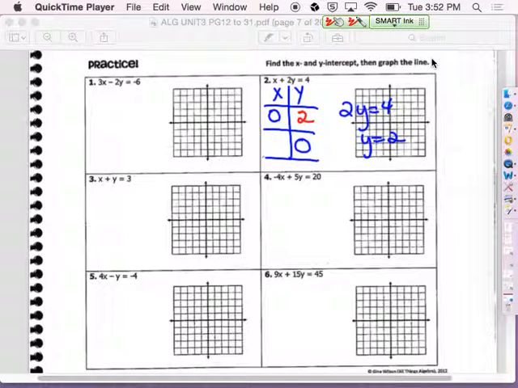And then if y is 0, then you're simply left with x equals 4. So x is 4. So I have 2 points to plot. So come to your graph.